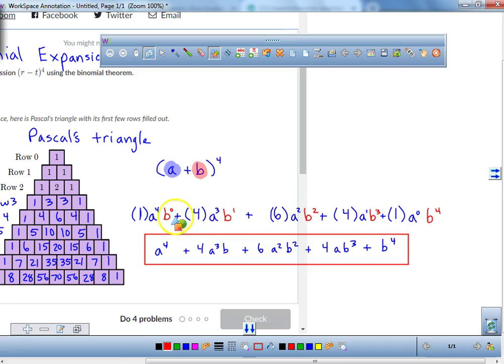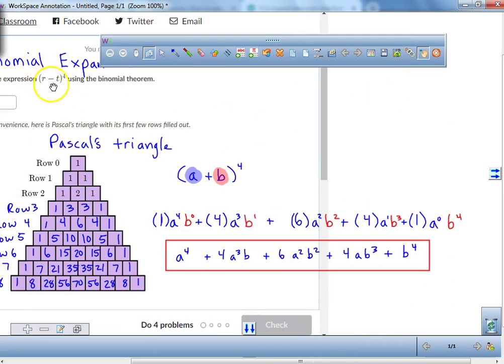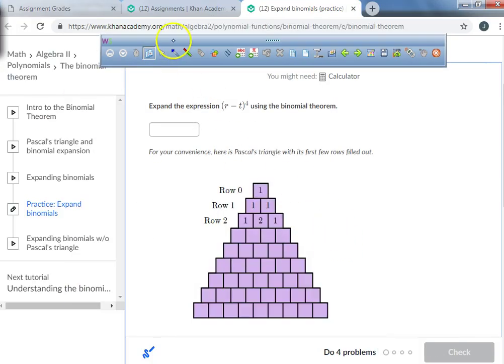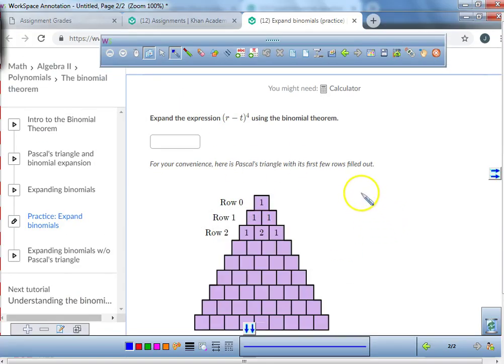Now that's not our final answer for our problem. I just tried to do something simple. Start with what? A plus b to the power of 4. Now what we're going to do is do our problem using not a and b. We're going to use r and a negative t. Okay. All right. Here we go. I'm doing r minus t to the power of 4.